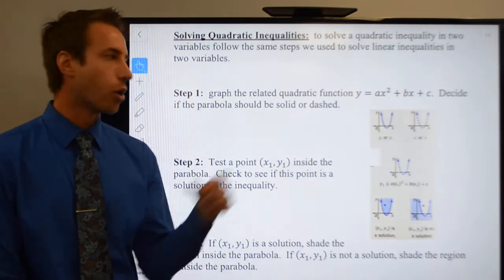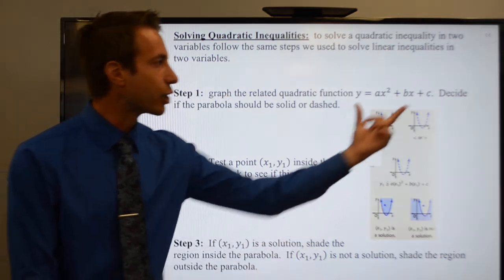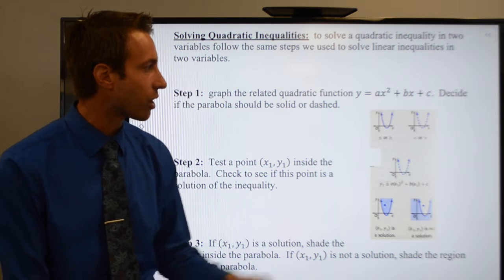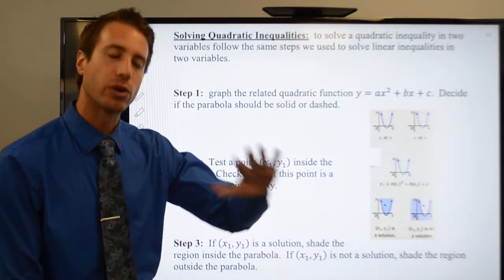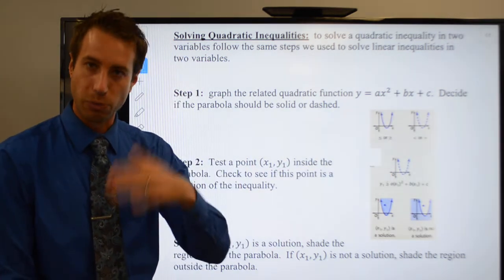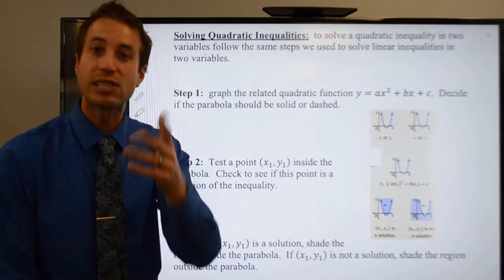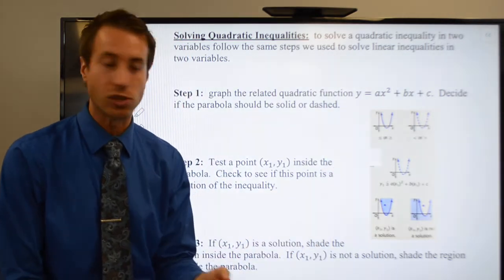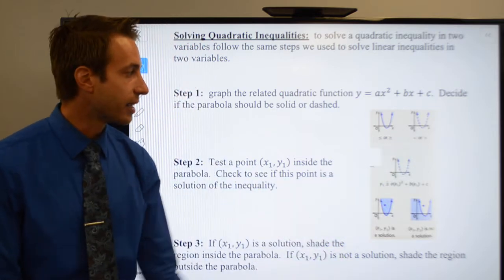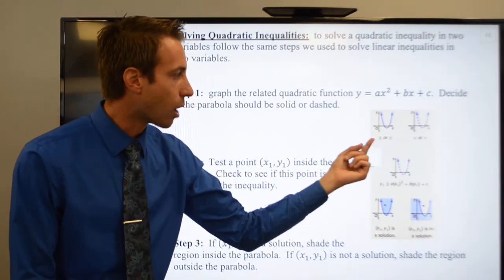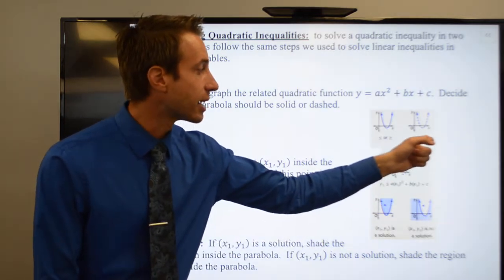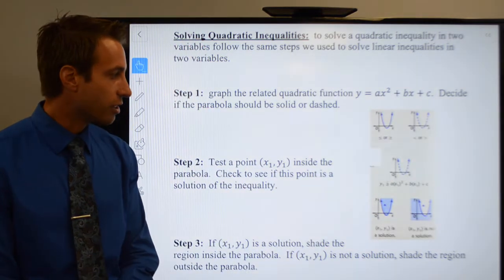Step one, ignore the inequality and graph the related quadratic equation. It'll be a parabola, and then you'll just have to decide based on the inequality, will the parabola be graphed as a solid line or a dotted line? Less than or equal to, greater than or equal to is a solid line. Strictly less than or strictly greater than would be a dotted line.